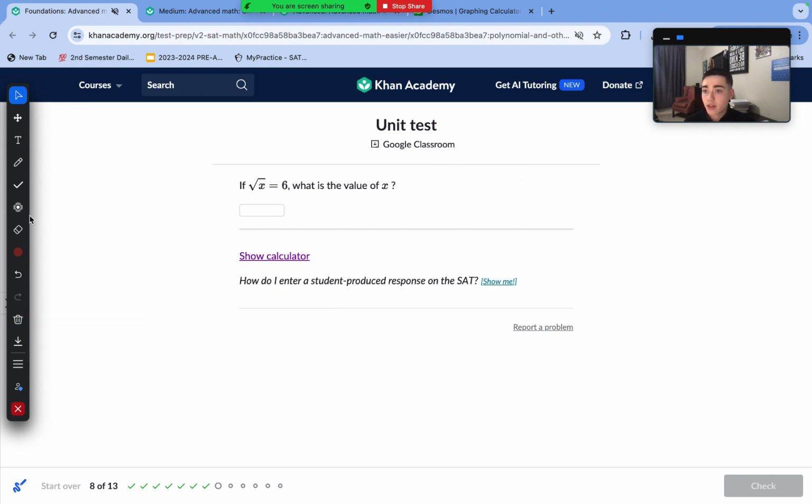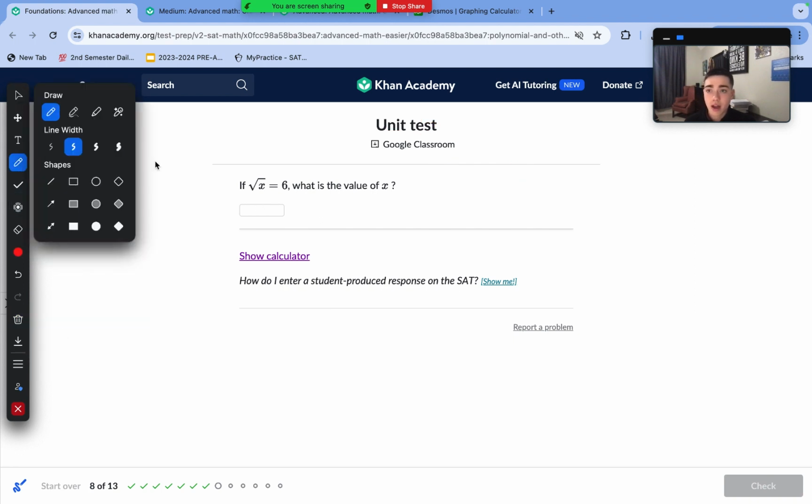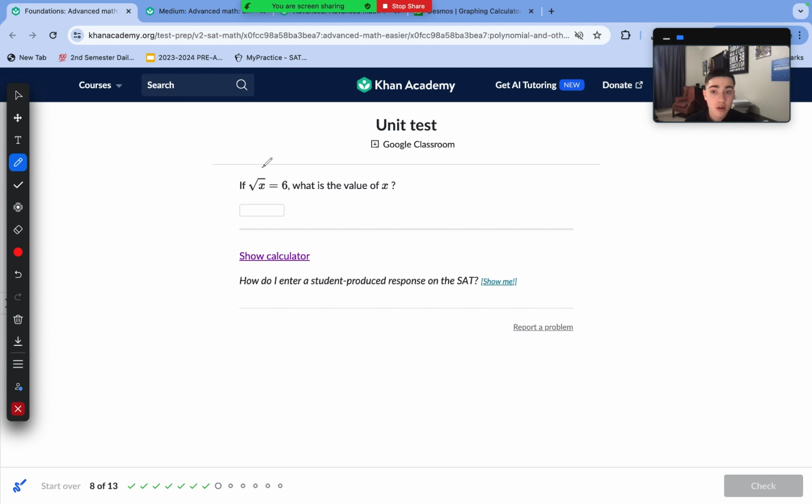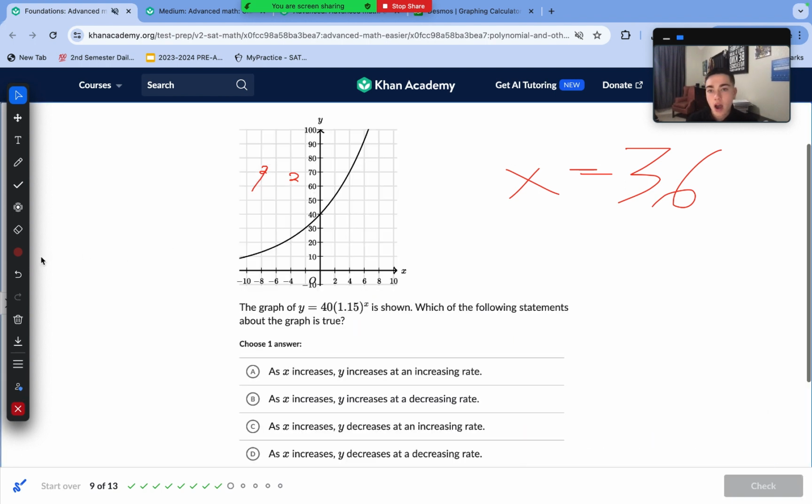If the square root of x equals 6, what is the value of x? To isolate our x, to get rid of a square root, we need to square. So we square both sides. 6 squared is 36. So x equals 36, and we can just see square root of 36 is indeed 6. So that checks out for us.